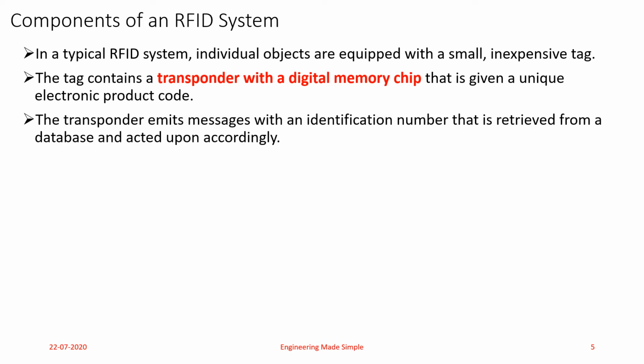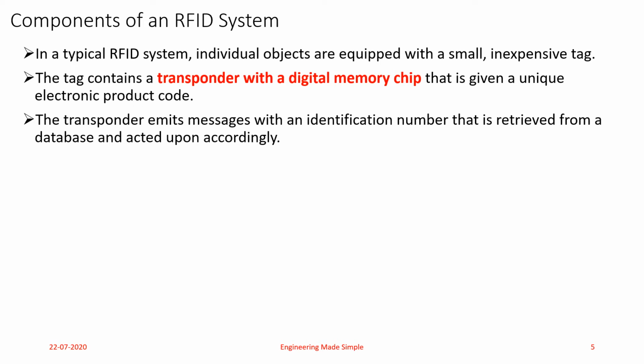So now, as we discussed earlier, the tag contains a transponder with a digital memory chip. Now, what do you mean by transponder? A transponder in a tag is a device that, upon receiving a signal at the input, emits a different signal in response. So that is what a transponder means, and everybody knows what is the function of the digital memory chip or what a digital memory is. So the tag consists primarily of two main components, namely the transponder and the digital memory chip.